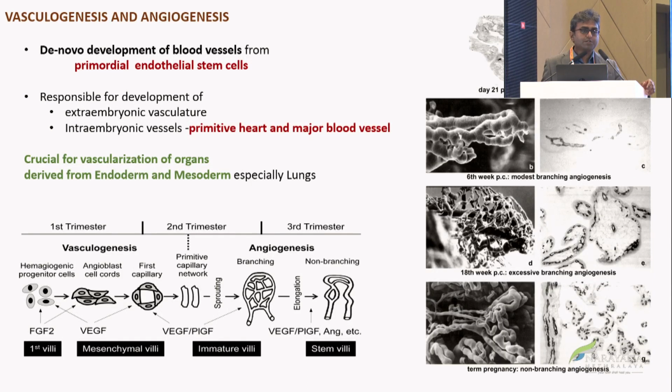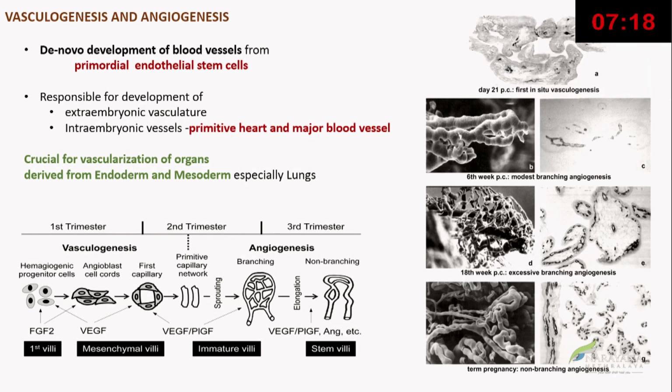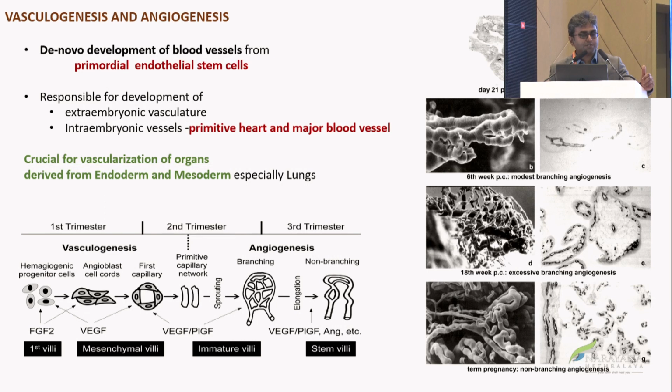When we talk about angiogenesis, the other thing that comes to mind is vasculogenesis. Vasculogenesis is a normal physiological process which denotes development of blood vessels, especially in the development of the primitive heart and major blood vessels. And it starts in the first and second trimester. So once new blood vessels start forming, from there angiogenesis takes over. So this is how it happens in the 6th week and 18th week. You can see excessive branching angiogenesis, and this is a more stabilized angiogenesis at term pregnancy in the bottom figure.